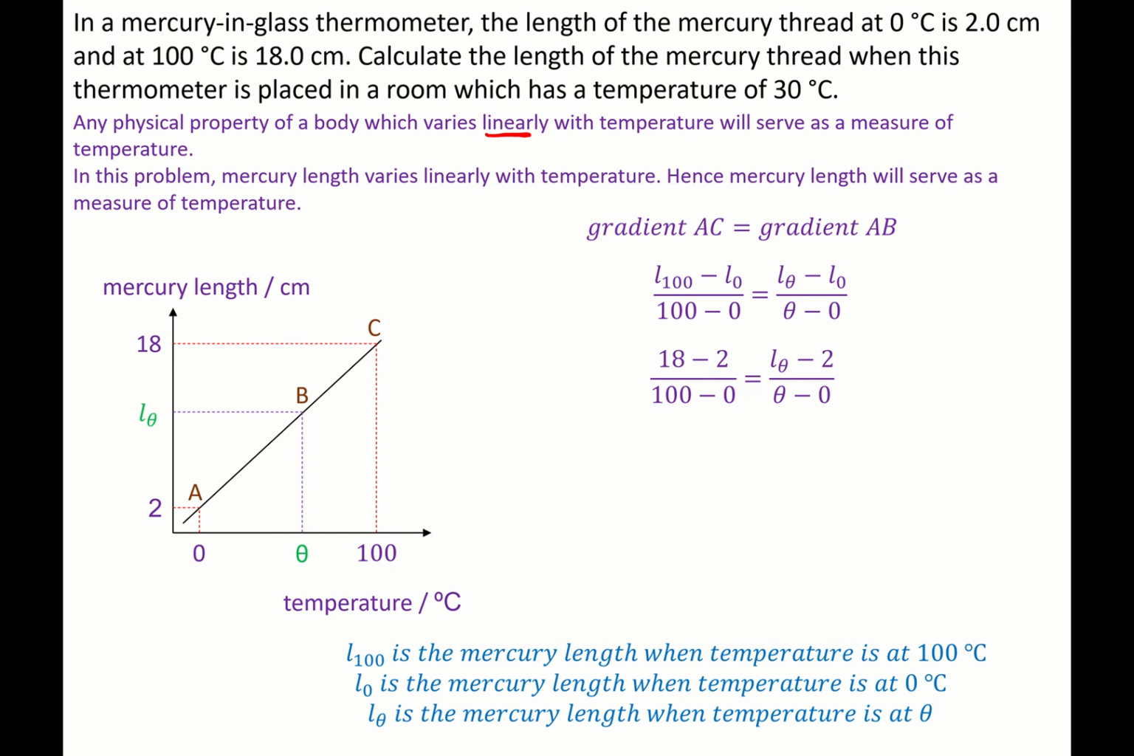Substitute in the values, you get 18 minus 2 over 100 minus 0, which is equals to L theta minus 2 over theta minus 0. And through a series of manipulation, you get L theta equals 6.8 cm. So notice I didn't dwell too much on the mathematical part here. You're supposed to be very fluent in it. And that's how we get the answer. L theta equals 6.8 cm.